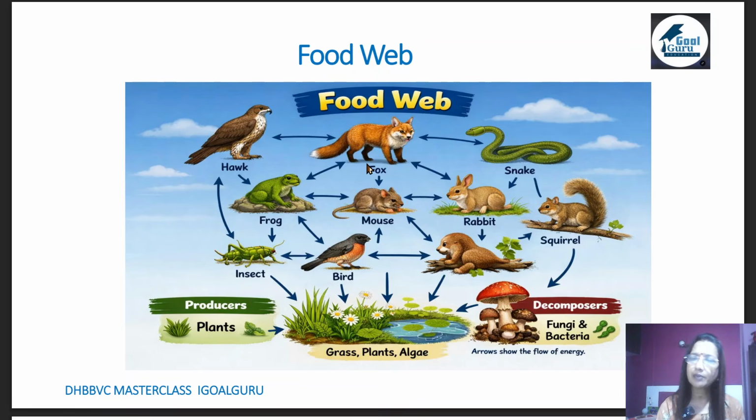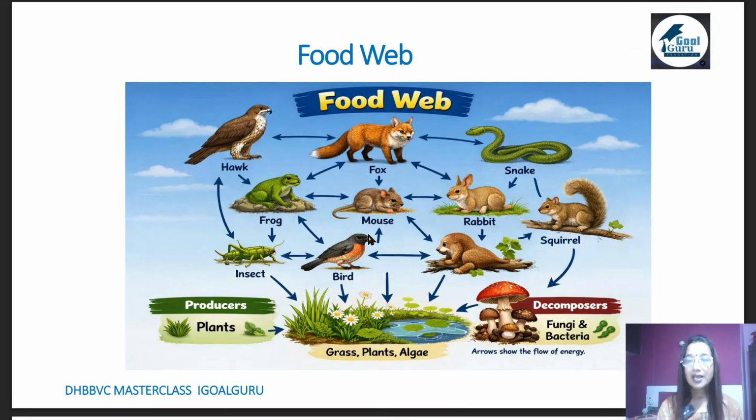What will happen if the rabbits disappear from this food web? I started the discussion of this chapter by asking what will happen if the grass disappears, right? So you actually have to think along these lines. So here again I'm asking you, suppose the rabbit disappeared, which animal would be first affected? Such food webs and food chains you have to know, and you have to answer.